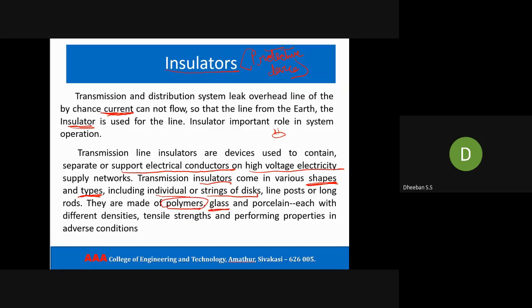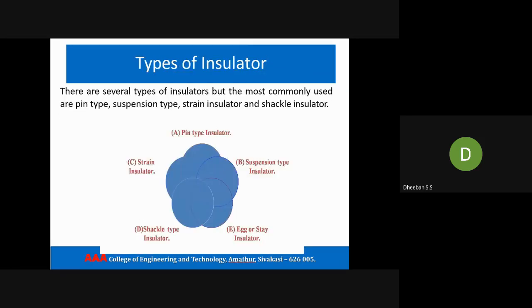Next is glass. Glass is a very good insulator. Next is porcelain. In general, we will be making use of porcelain, which is common. Each will have different densities and tensile strength. As I said, based upon the voltage rating and range, we will be selecting what type of insulator we have to use.